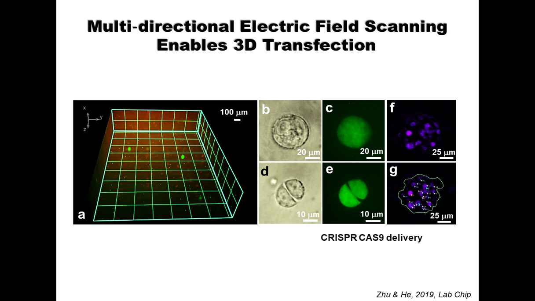As we see from figure D, which is one single cell transfected with this CRISPR-Cas9 GFP, when this cell divided into two daughter cells, they actually passed their green fluorescence property into their daughter cells. That means very effective CRISPR-Cas9 transfection.